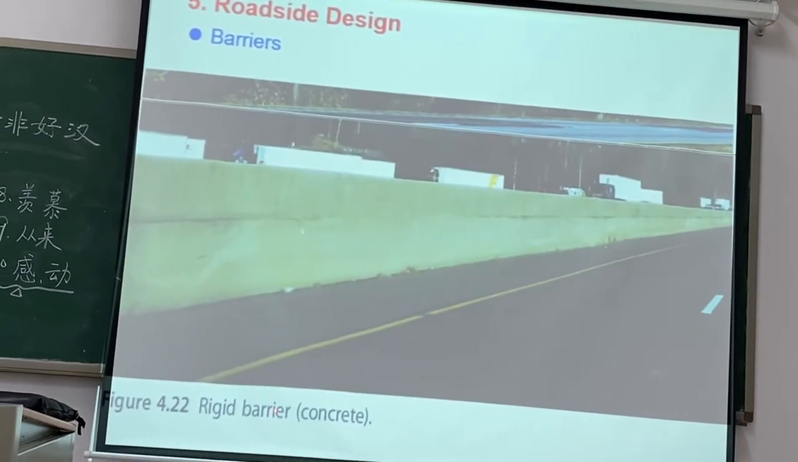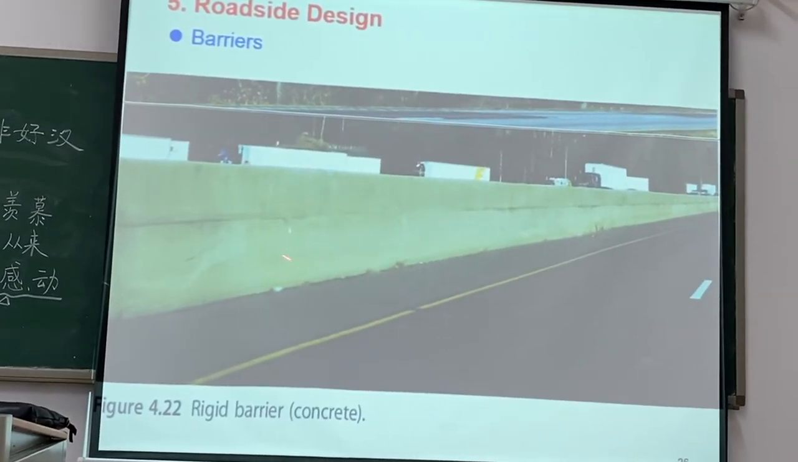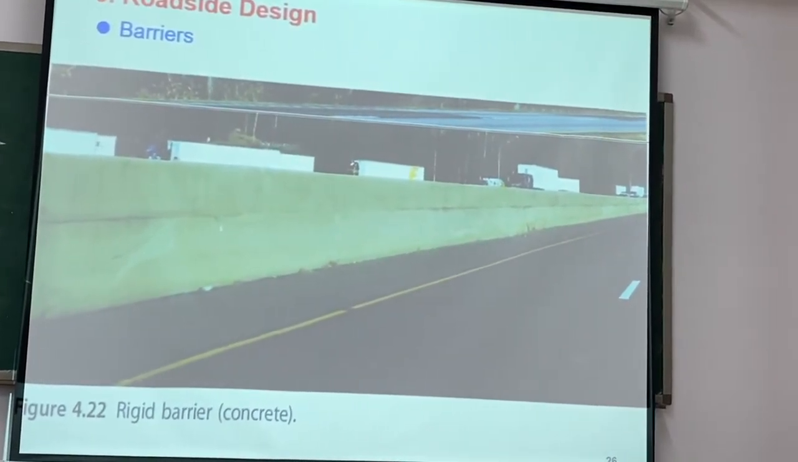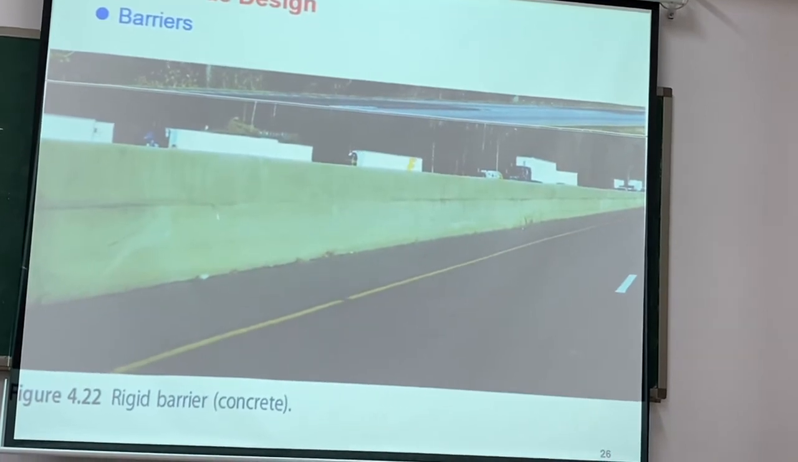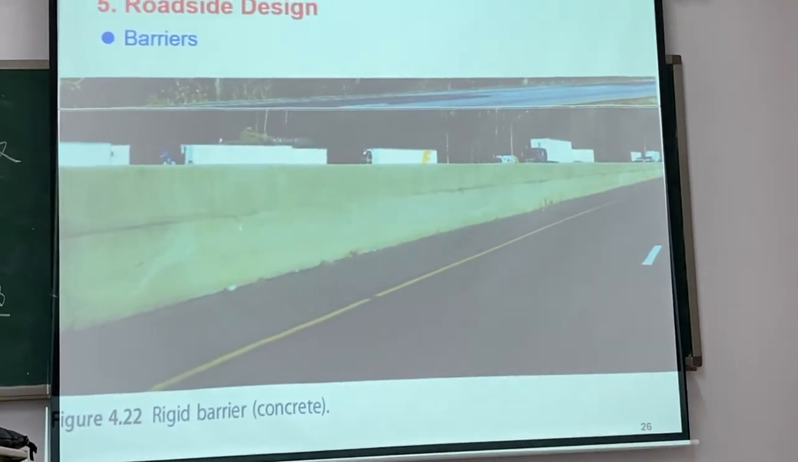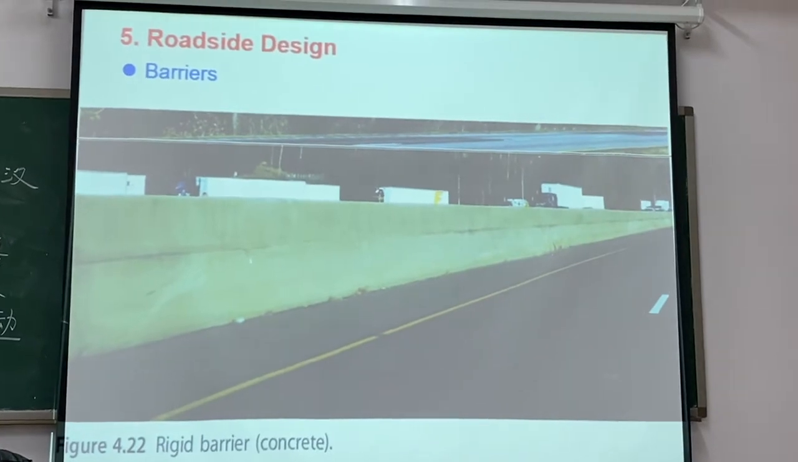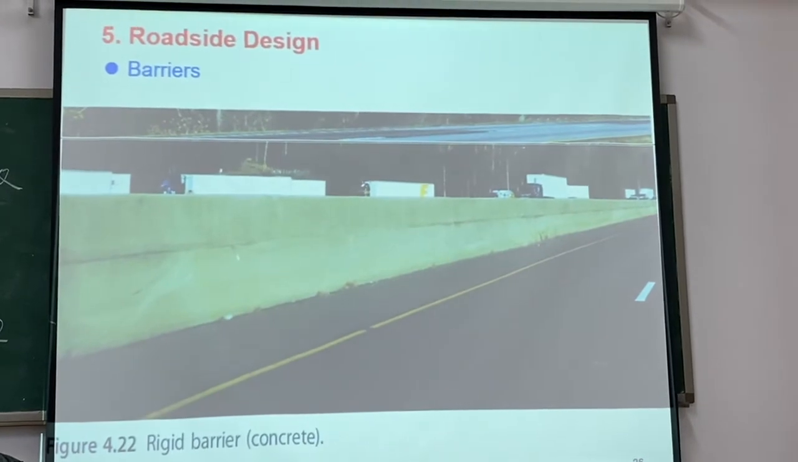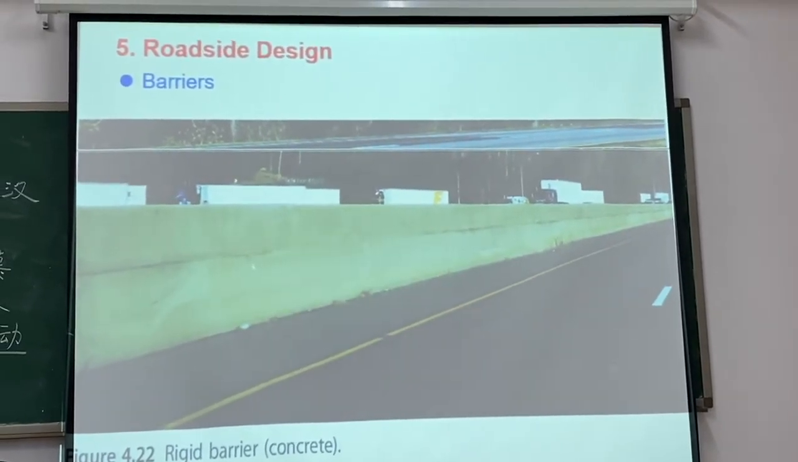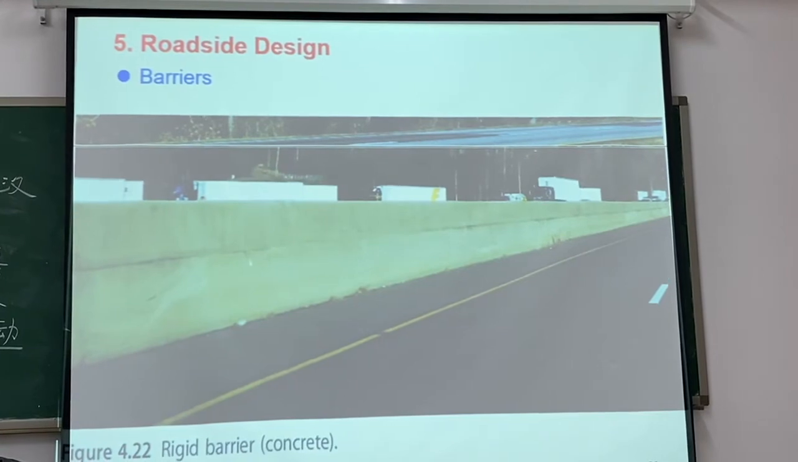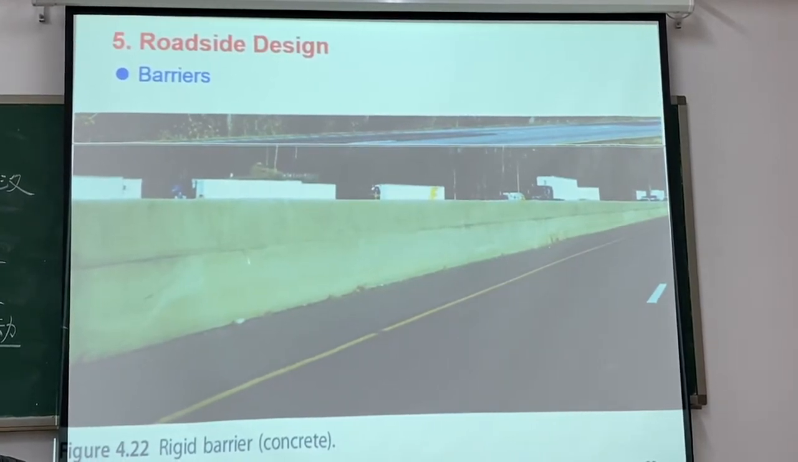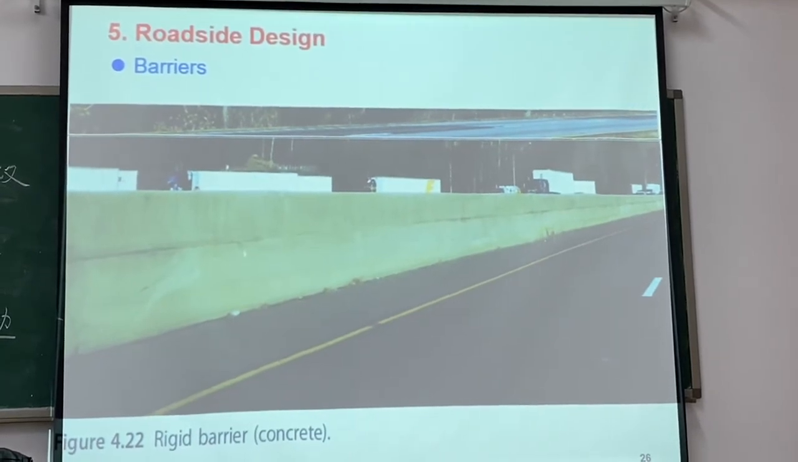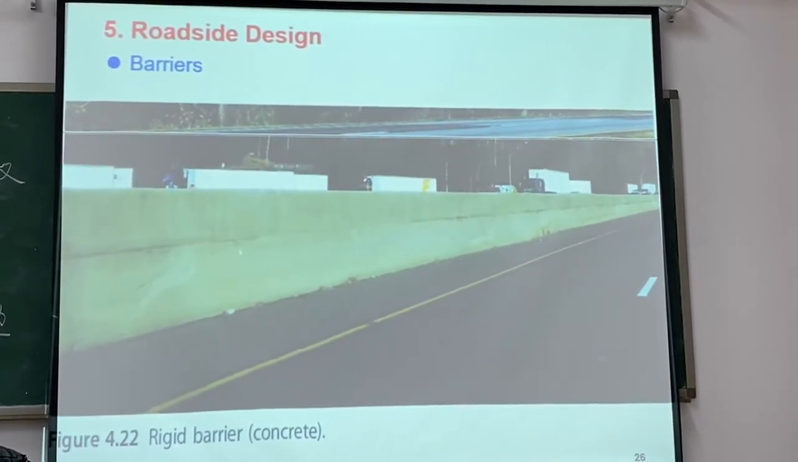A rigid barrier is a concrete barrier. But in recent years, the freeways constructed in Wuhan province are using the rigid barrier. Why? Can you tell me?